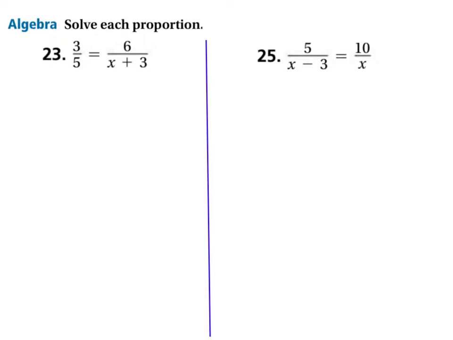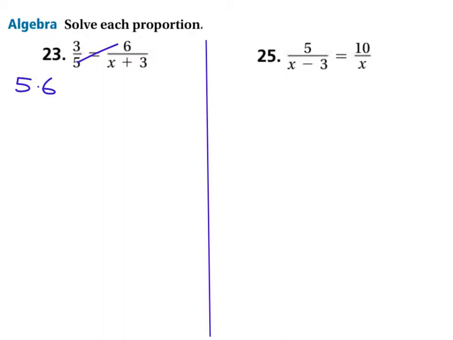Okay, we're solving each proportion, and in this particular case, just one or two extra steps because we have, instead of just a single variable by itself, some variable expression. And in the case of 25, we've got a variable on both sides. So what does it look like when we solve it? Well, we're going to do the same thing. We're going to multiply the diagonals.